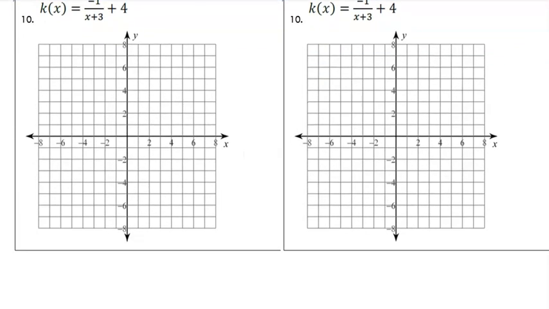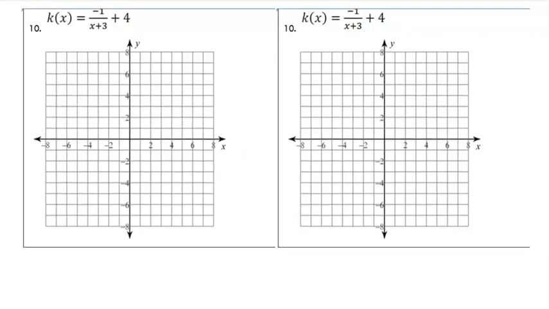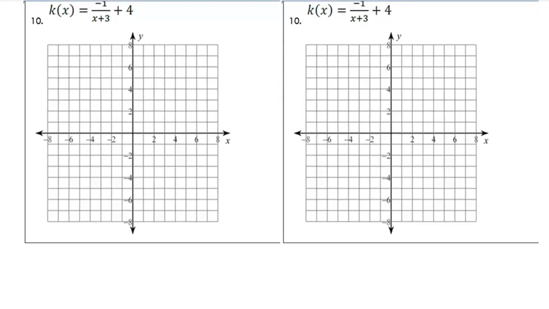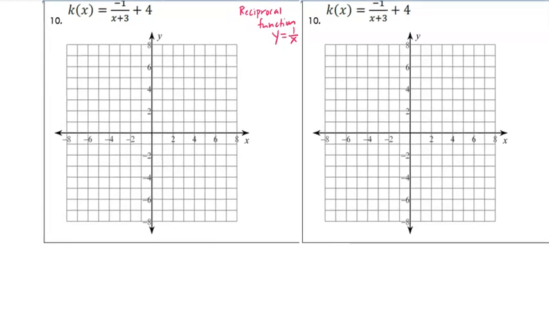She's the queen. So let's go ahead and first state what kind of function it is for both. It's a reciprocal function. Reciprocal functions look like this. Once again, the first thing to do is identify the transformations.